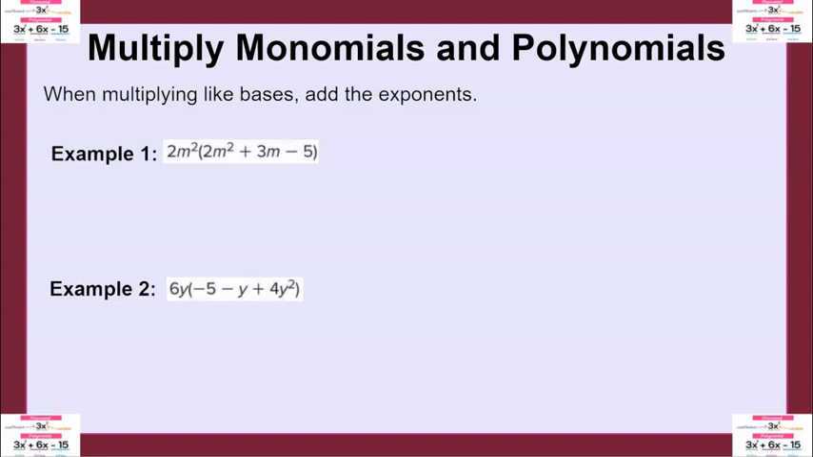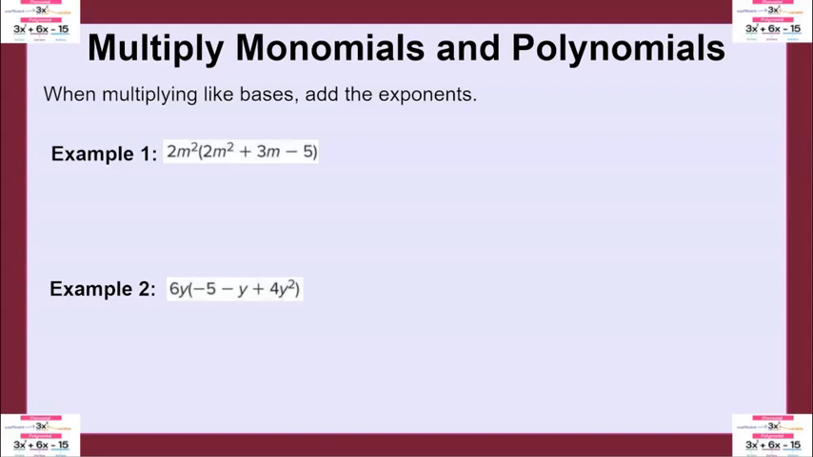Polynomials and monomials can be multiplied. You may have looked at some of these a little bit earlier when you were multiplying with exponents. When you're multiplying like bases, you add the exponents. When you divide like bases, you would subtract the exponents. For this video, we're just worried about multiplying monomials and polynomials.